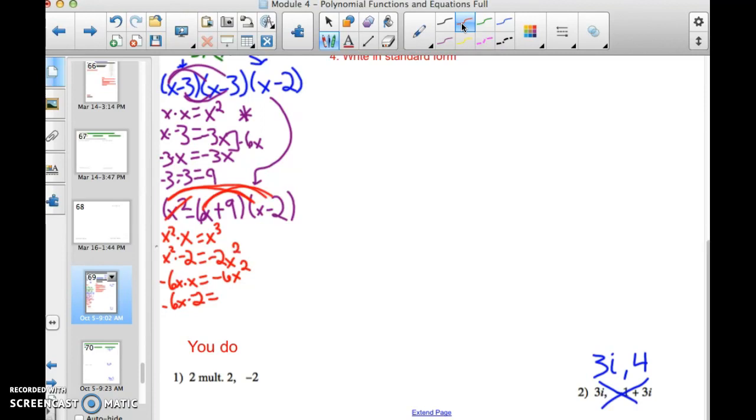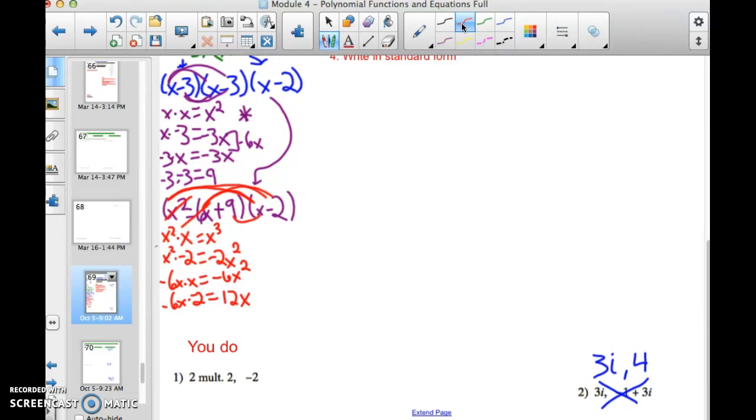I noticed because you should be noticing that there will be like terms that are going to exist as you do this, that you will eventually need to combine. And then finally, negative 6x times negative 2 is positive 12x. All right? I'm done with my middle term of negative 6x, so I can move on to my final term in that trinomial, 9.